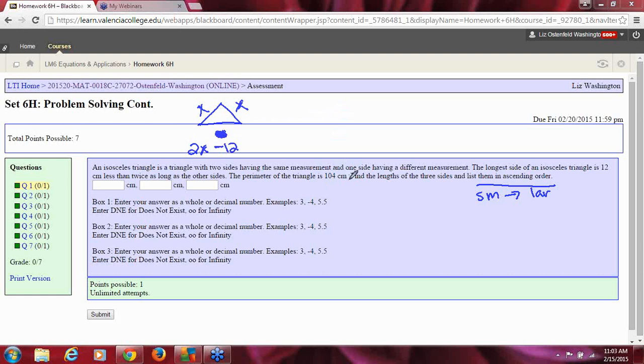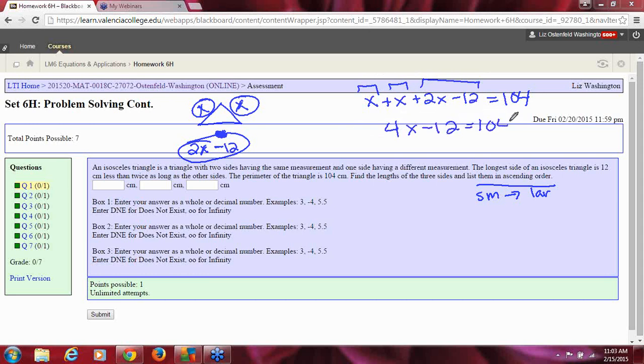Now, if the perimeter is 104, that means that when I add all 3 sides together, this side plus this side plus this side, it should equal 104. So I'm going to go ahead and write x plus x plus 2x minus 12, because that's one side. Here's my second side. Here's my third side. So I got 1, 2, 3, 4. So I have 4x minus 12 equals 104. And then I'm going to get x by itself by adding 12 to both sides. Okay.